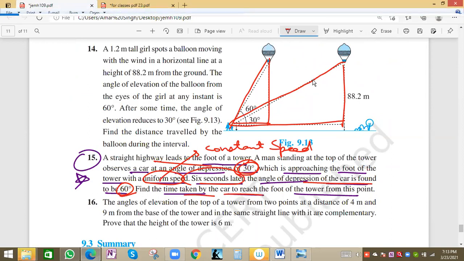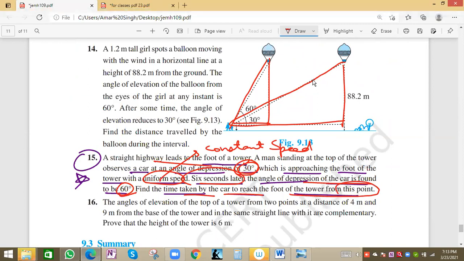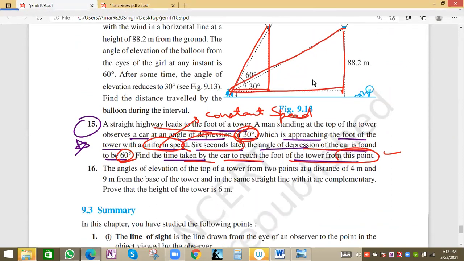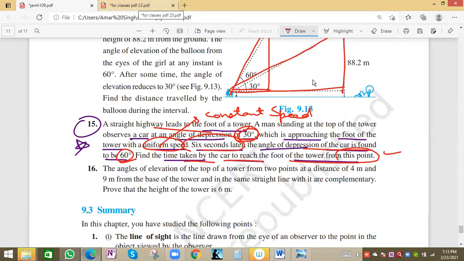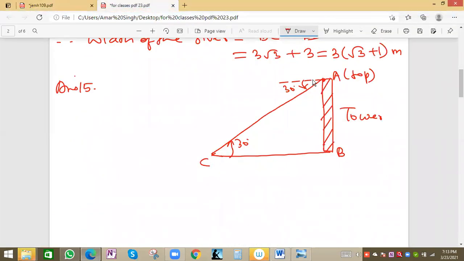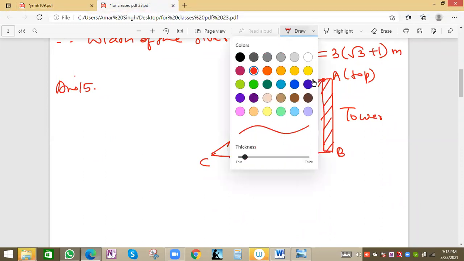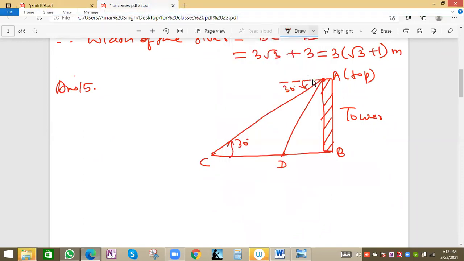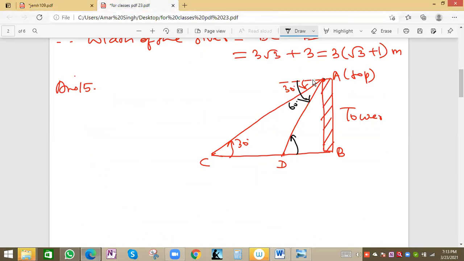Find the time taken by the car to reach the foot of the tower from this point. From this position, how much more time will it take to reach the foot of the tower? Let this position be D. The angle of depression in this case will be 60 degrees because it changes from 30 degrees. More angle means near. This will again be an angle of elevation, because of parallel lines, alternate angles. This will be 60 degrees.